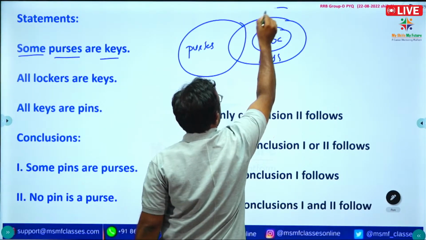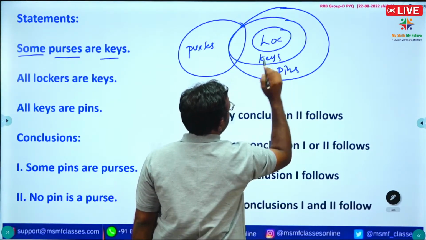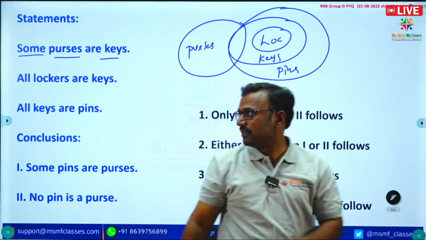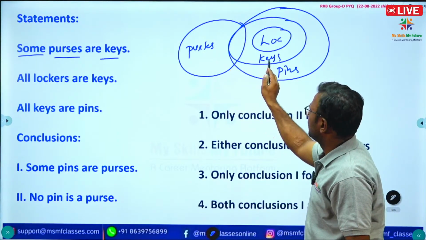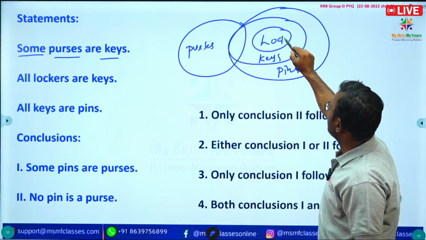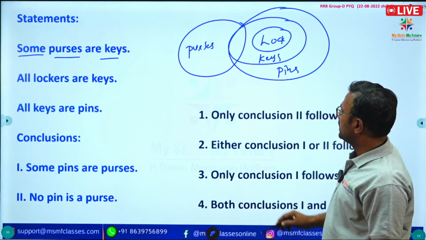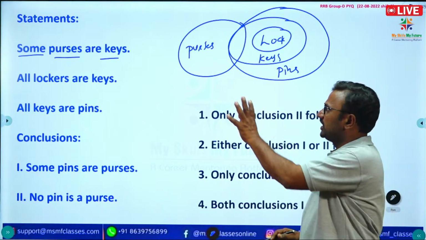So this is the given statement. Once again: some purses are keys, yes. All lockers are keys, yes. All keys are pins, yes. This is the Venn diagram for the statements.